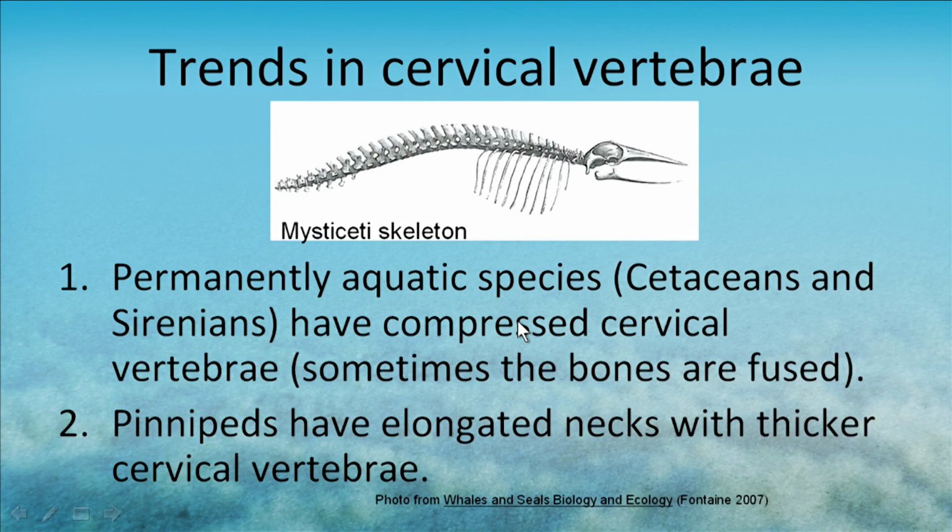Okay, so let's take a look at some of the trends of the cervical vertebrae. If you have a permanently aquatic species, and this would include cetaceans, and remember cetaceans are going to be your whales and your dolphins, and your sirenians, which are like your manatees, they don't have a need for a neck as a rule, in part because they're constantly in the water. And if you're in the water and you have a really feeble neck, then as you're trying to plow through the water, your neck is actually going to be a disadvantage. Having a mobile neck will be a disadvantage.